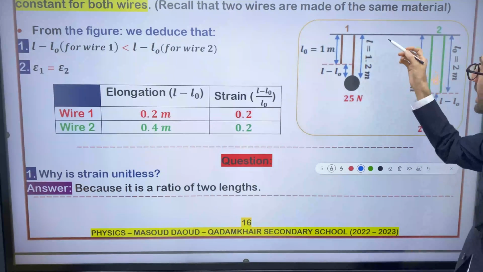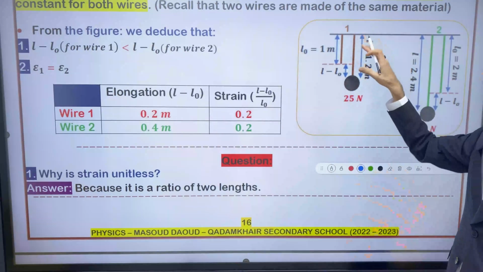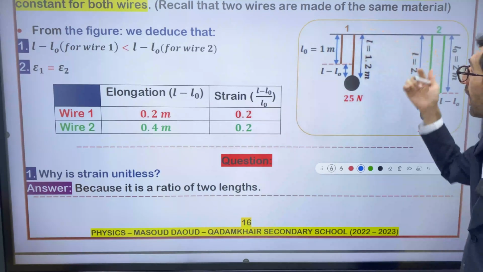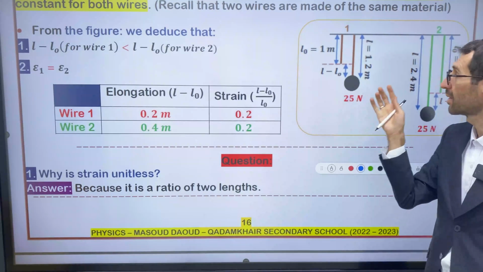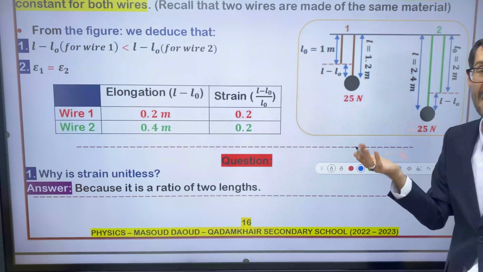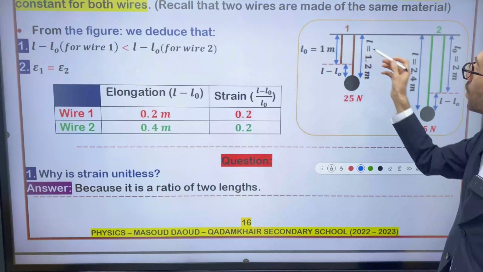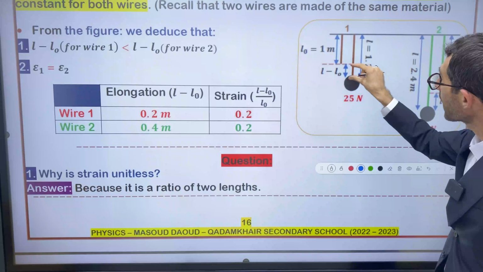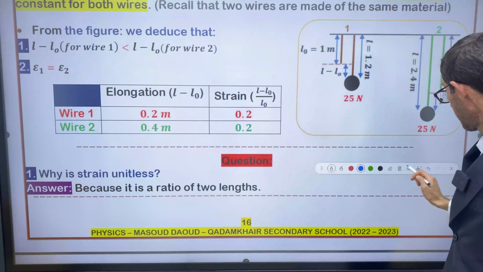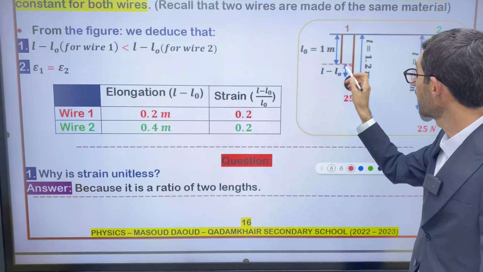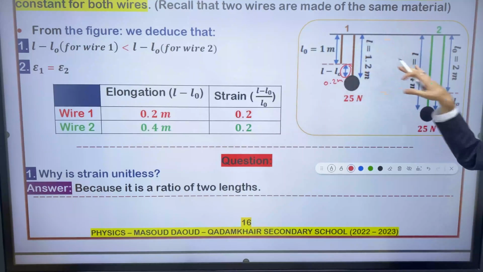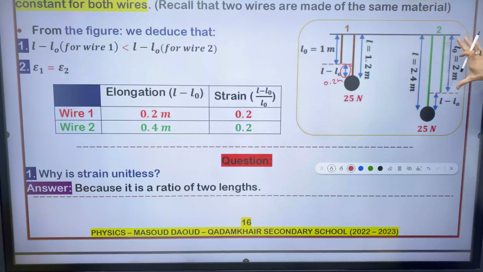So here, this is the initial length for wire 1. Let me break down the information for you. For wire 1, L naught is equal to 1 meter. This is the initial length, right? Whenever you hang a mass from the wire, what happens to the initial length? Of course, it elongates, right? The length increases from 1 to 1.2. So this part is called elongation, or L minus L naught, which is 0.2 meters. This distance is equal to 0.2 meters, which is called elongation, right? That's about the first wire. About the second one, the initial length is 2 meters, right?